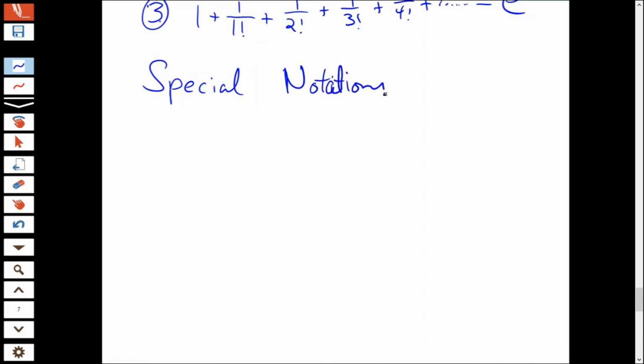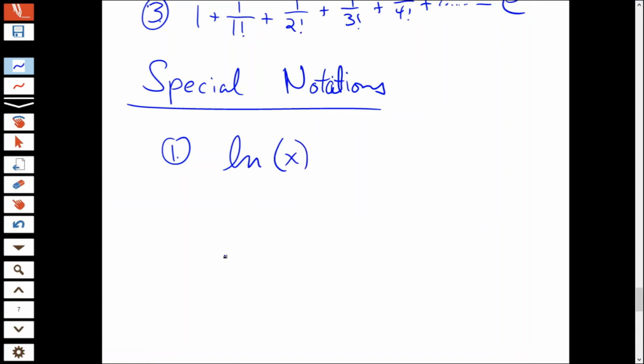Notation. All right. First is ln of x. So anytime you see ln of x, sometimes when it's printed out on a computer, that L almost looks like a 1, but it really means ln of x. You have ln of x on your calculator. Usually there is an ln button. Right next to the ln button, you normally find e to the x, because ln is the inverse of e to the x. This is a log with a base of e.